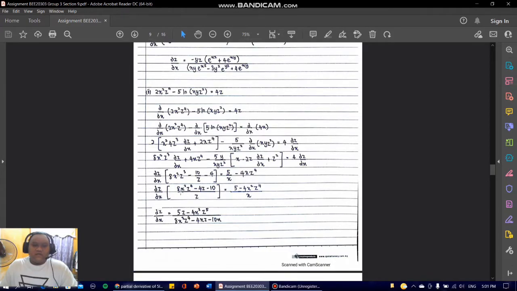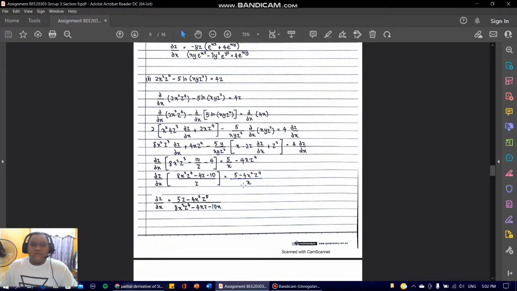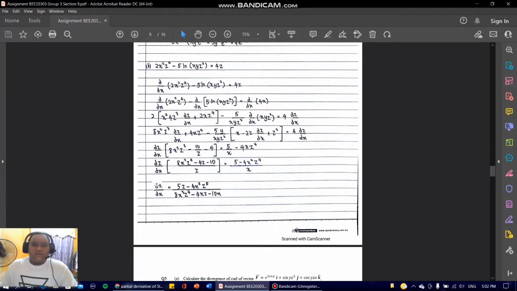And then to make the denominator the same, we multiply the denominator to z on the left hand side and we multiply the right hand side to x. And that's how we get this equation. Then to find the dz of the x, we move the left hand side equation to the right hand side equation. And that's how we get dz of the x. That's all for question 2. Thank you.